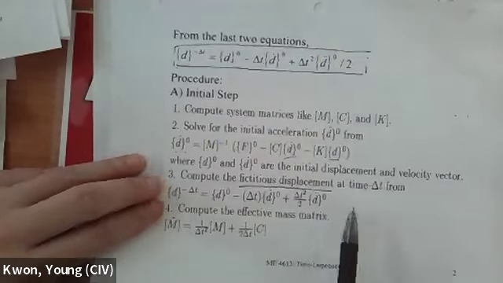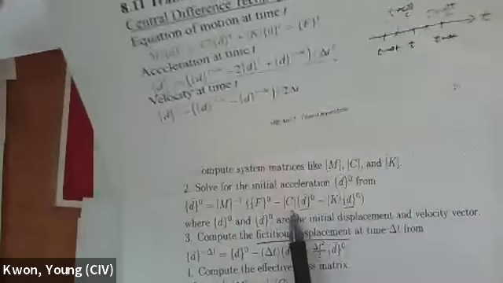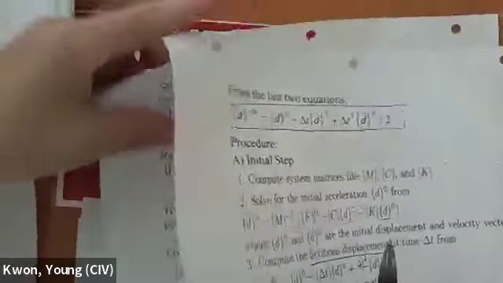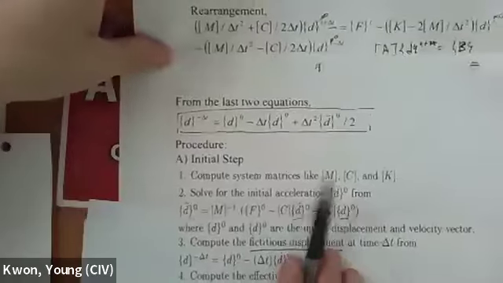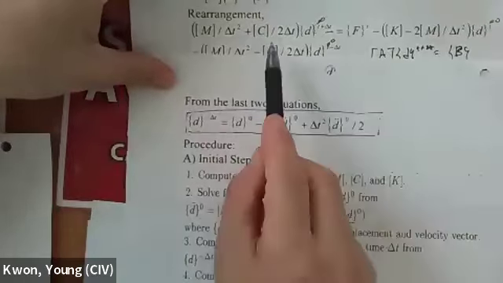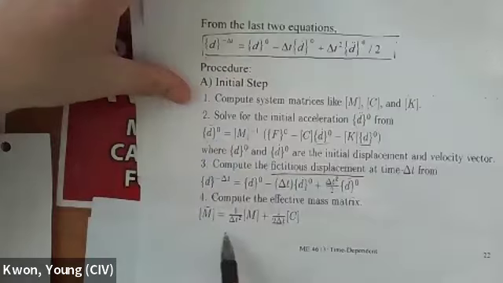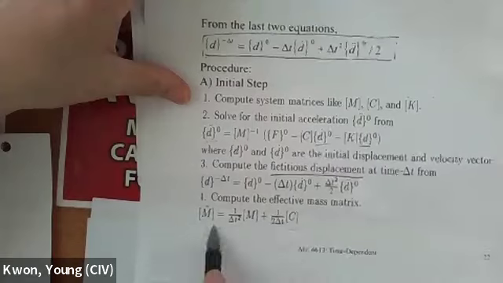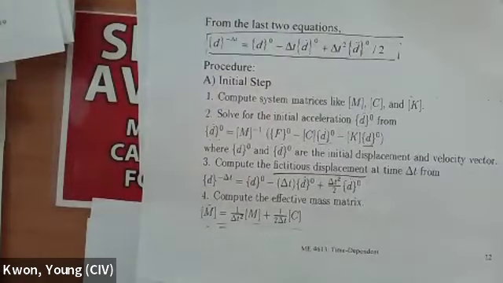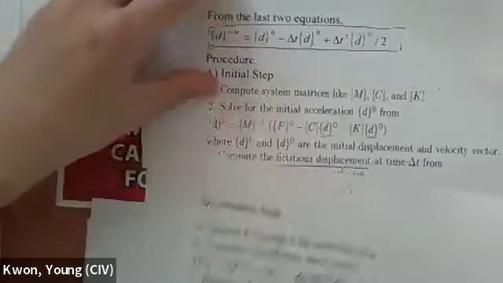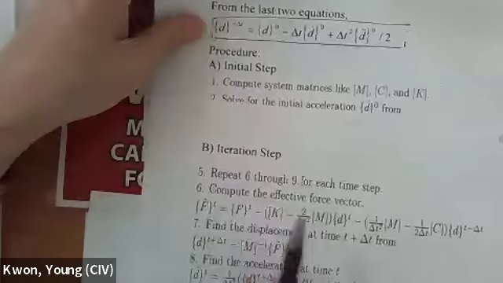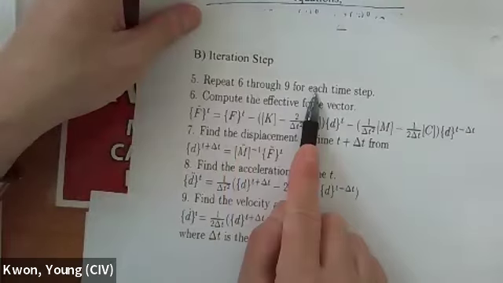And then you are going to find this fictitious displacement, this value, just one time, and you calculate that from here. Then we are going to do this calculation over and over. So you have to calculate those effective masses once, right? After that, we are going to repeat the calculation over and over.